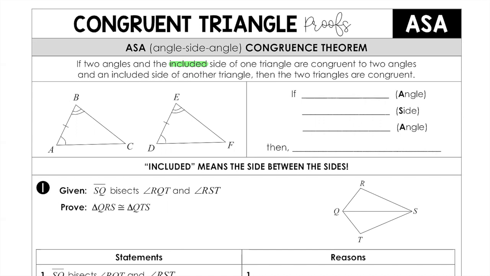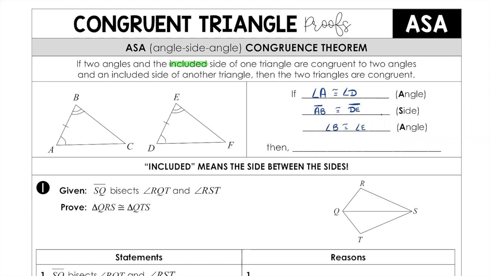If A is congruent to, can't write in highlighter. Angle A is congruent to angle D. And segment AB is congruent to whom? DE, good. And then angle B is congruent to angle E.